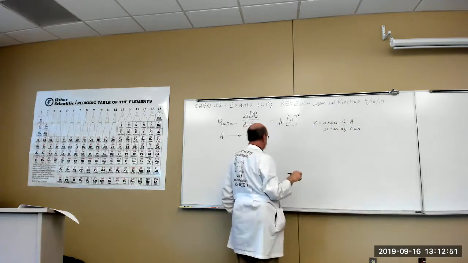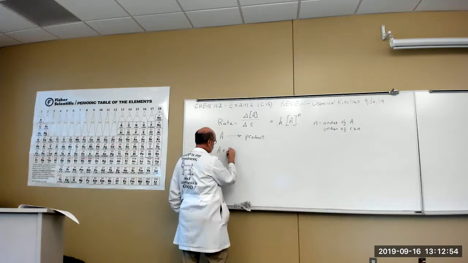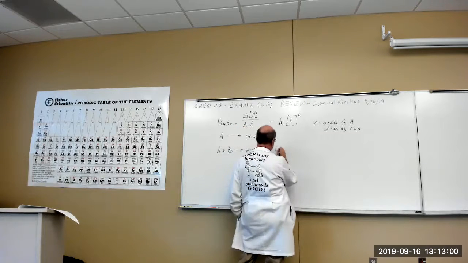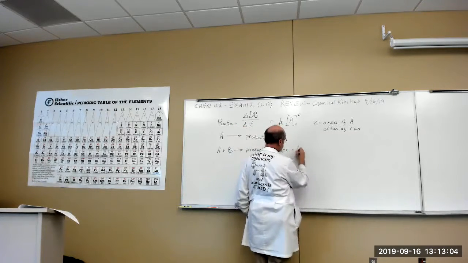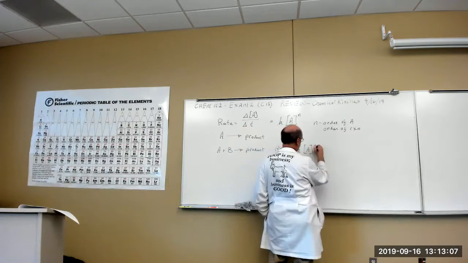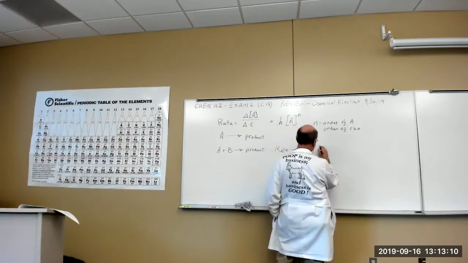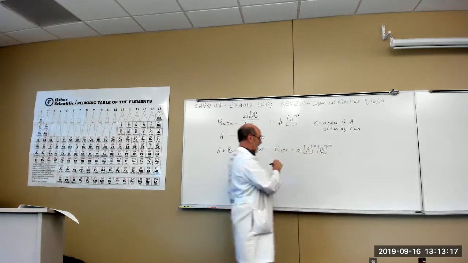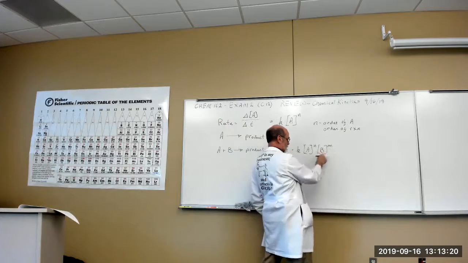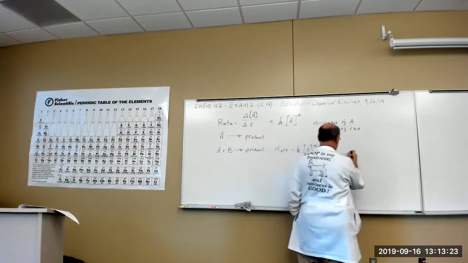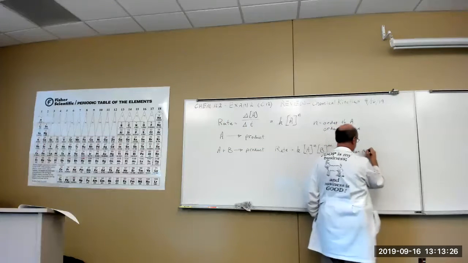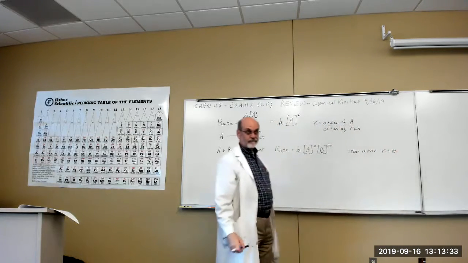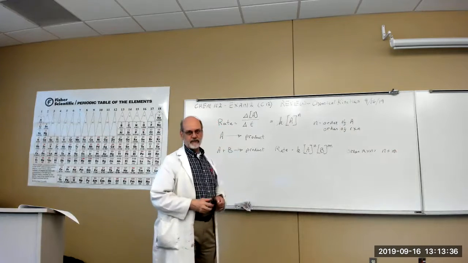If you have more than one reactant, say you have A plus B yields product, then your rate is equal to some constant times the concentration of A to the order n times B to the order m. In that case, n is the order of A still, and m is the order of B. The order of the reaction equals n plus m. Those are just definitions.